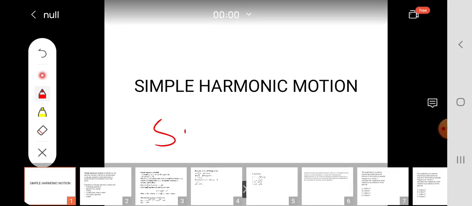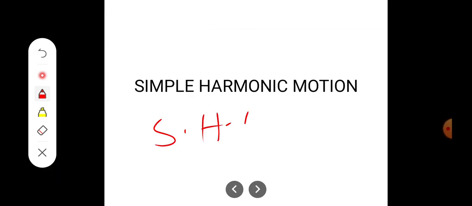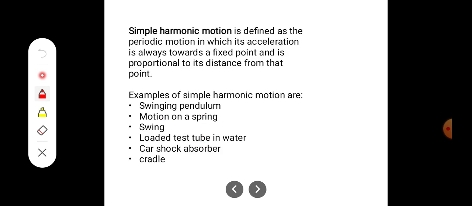Here we're going to be looking at simple harmonic motion, which you can simply call SHM. Simple harmonic motion is defined as a periodic motion. You can use the words to-and-fro motion or oscillatory motion, in which its acceleration is always towards a fixed point. So please note that definition. The acceleration is towards a fixed point and it is proportional to the distance from that point.